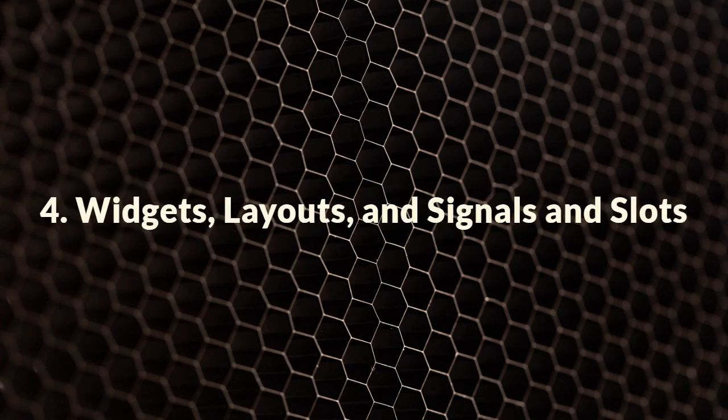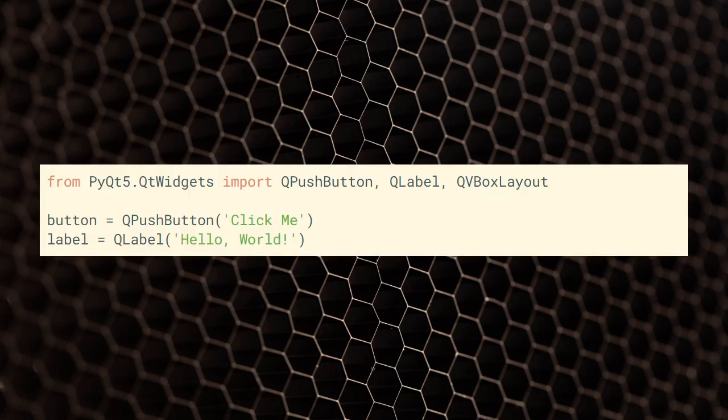Moving on, let's explore widgets, layouts, and how to work with signals and slots. Widgets are the basic building blocks of the graphical user interface. They are components like buttons, text boxes, and labels. Let's add a button and a label to our window.